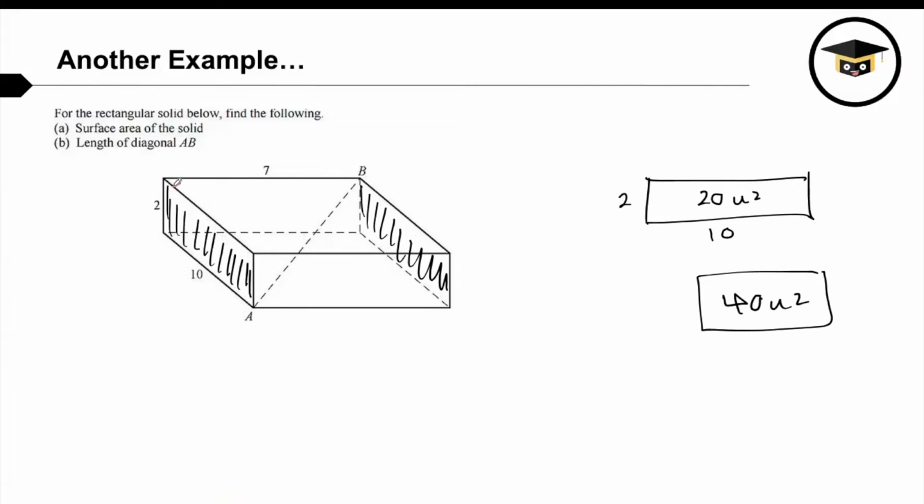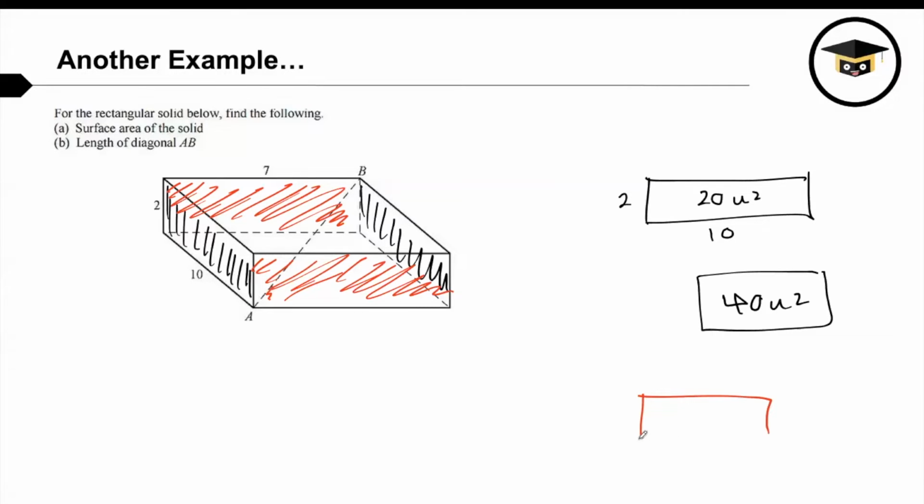Now, these two red faces I'm drawing here are the back face and the front face. They are also going to have the exact same surface area. Now, if I was to just draw that out, you can see the dimensions of the red face is going to be a length of 7 and a height of 2. And so that gives us 14. Now, since there's 2 of them, that means we're going to get 28 units squared from the red faces.